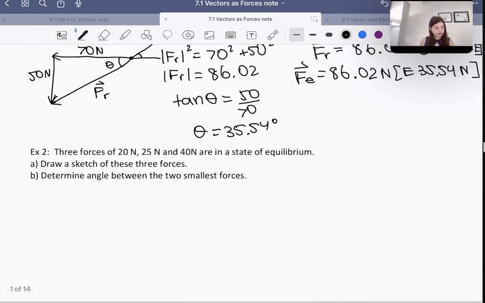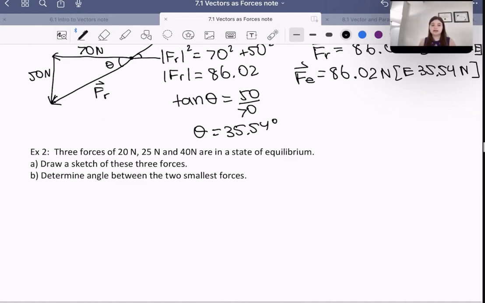All right, example 2. Actually, I encourage you to try this one on your own, or at least think about it. So this one says 3 forces of 20 newtons, 25 newtons, and 40 newtons are in a state of equilibrium, right? So the vectors all have a sum of 0. So the object is not moving, if there is an object in this example. It says to draw a sketch of these 3 forces and determine the angle between the 2 smallest forces.